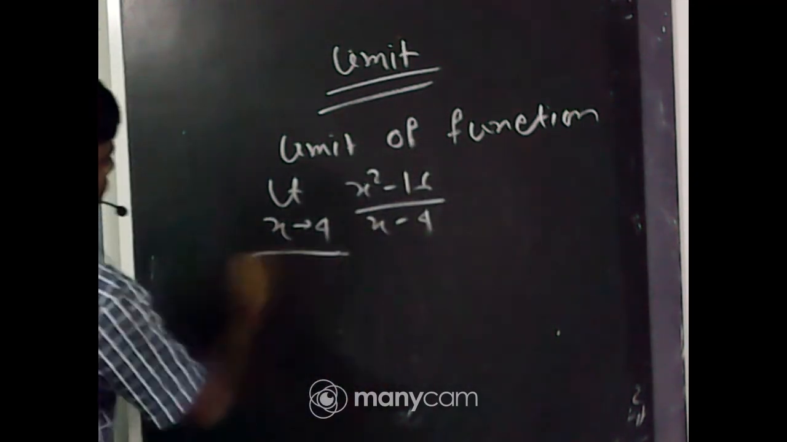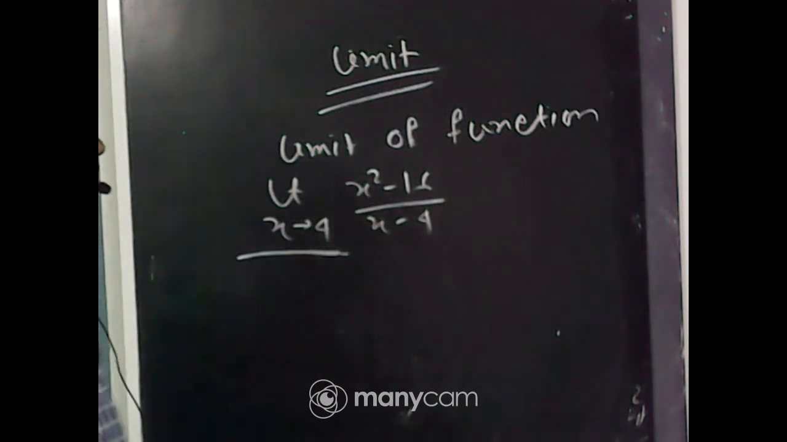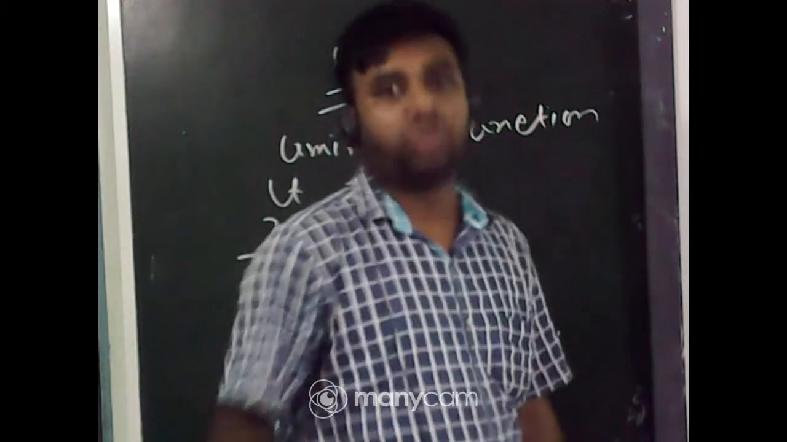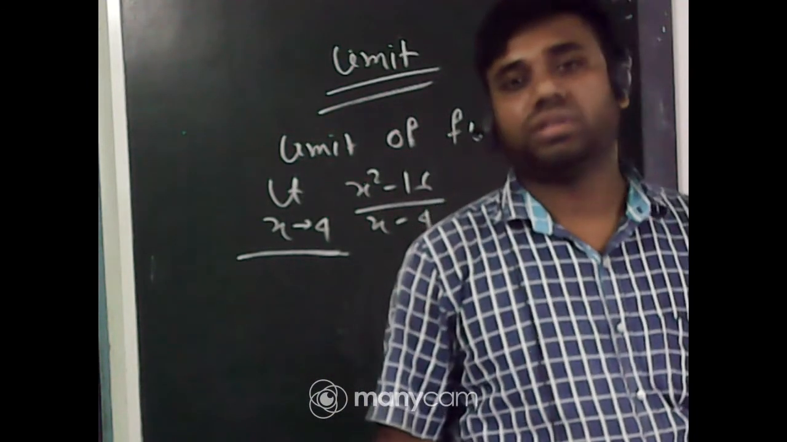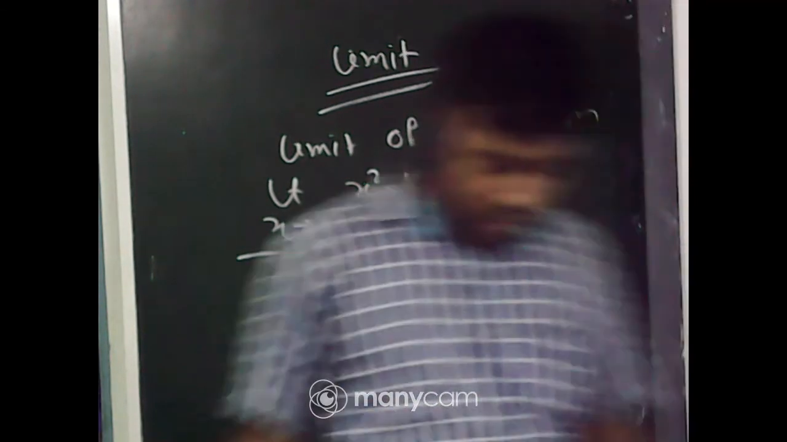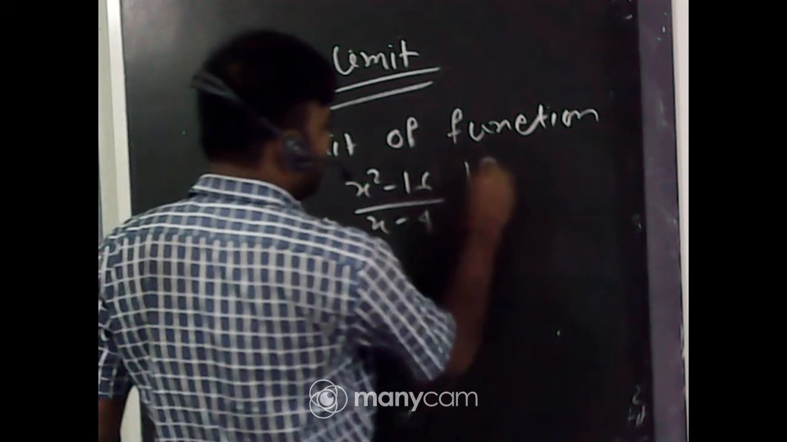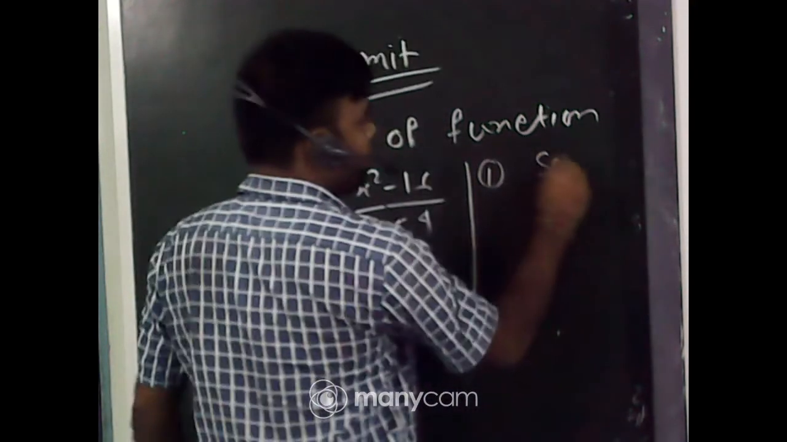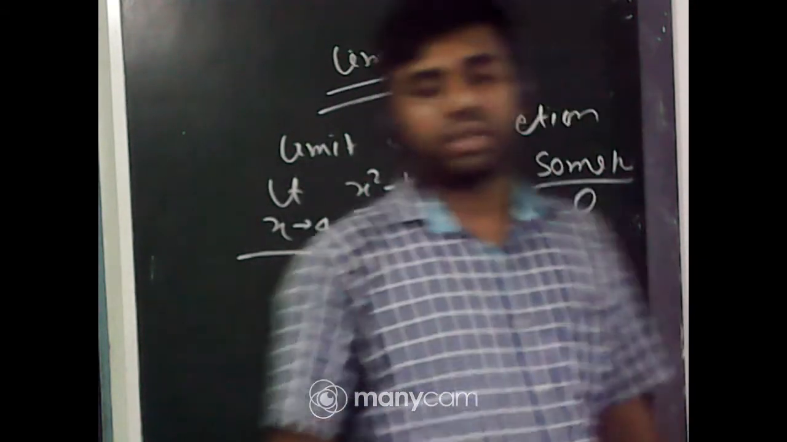First of all, just consider that x tends to 4. X tends to 4 means x is tending to 4. It doesn't mean that x equals 4. X is very close to 4, but it does not mean that x equals 4. Students, we have to remember that if I put 4 here, 4 minus 4 is 0, so something by 0 is undefined.